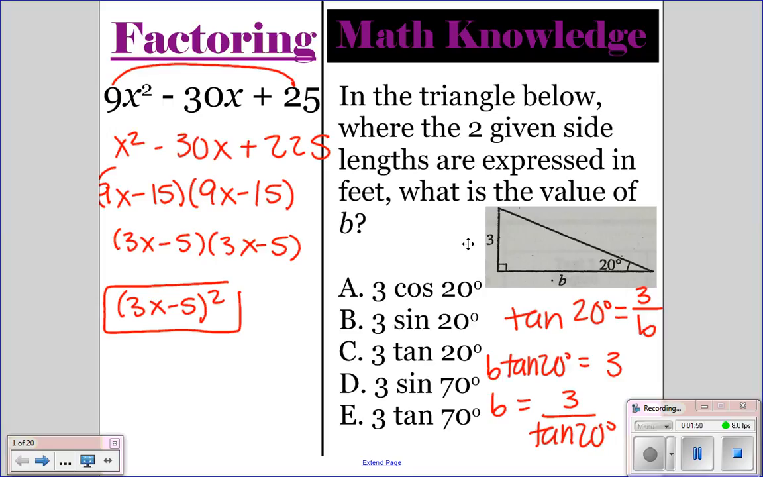So now what we need to try, we need to figure out what this angle right here is. And it is 70 degrees because these two are complementary angles. And so now we're going to try and say the tangent of 70 degrees. Well, the tangent is still opposite over adjacent. So we're going to do b over 3. So if you multiply by 3, you have 3 tangent of 70 equals b. And that is an option, that is E. So the correct answer would be E there.